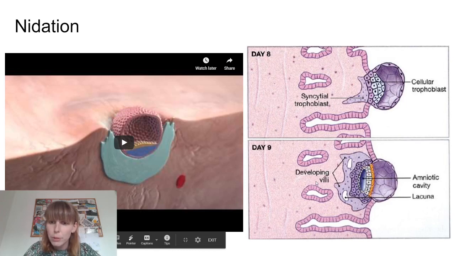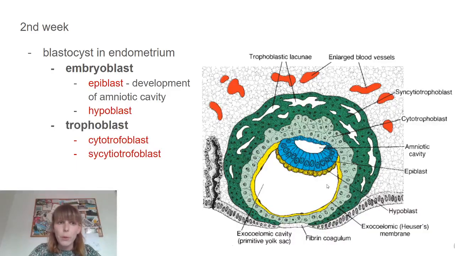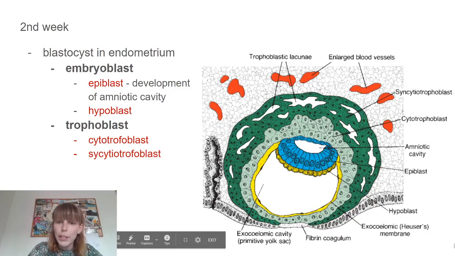So this is still maternal tissue. This is the tissue of the embryo, the future embryo. And here we start seeing something which will in future be called villi, and we will have it in the placenta. So by the second week, we have something like this.